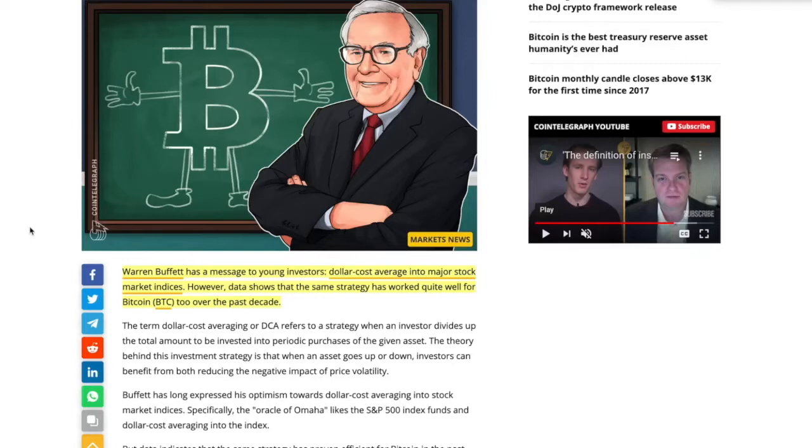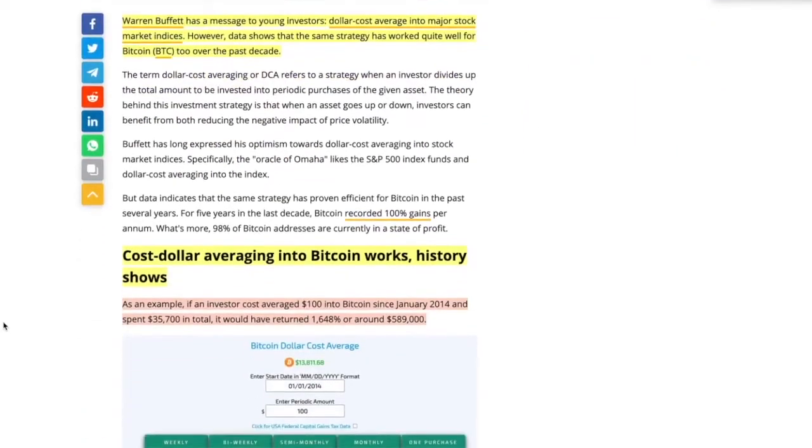Dollar cost average every week, every month, or every day, it doesn't matter. And just take it slow. And over time, with compounding interest, you're going to be probably way ahead. However, data shows that the same strategy has worked quite well for Bitcoin over the past decade. The question I had was, well, how well has it done? That's the big thing. So dollar cost averaging into Bitcoin works, history shows.